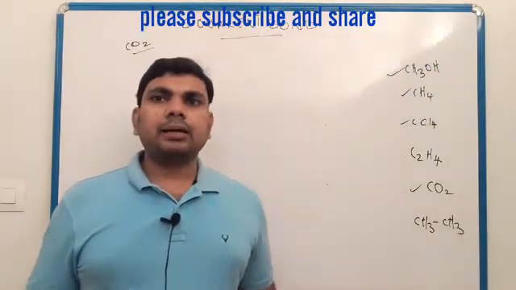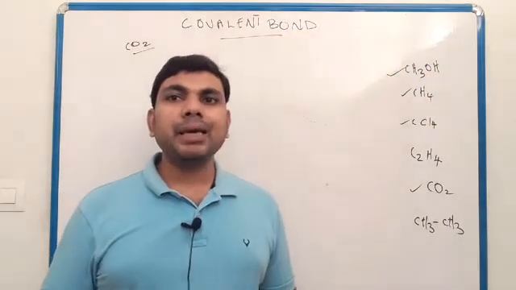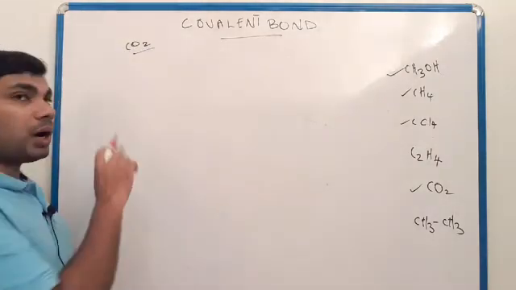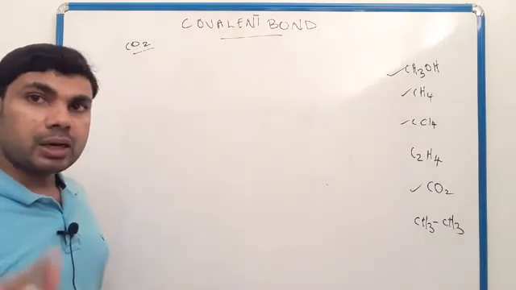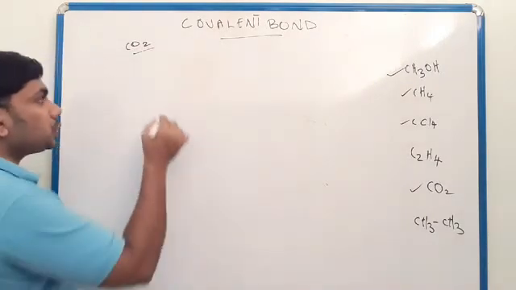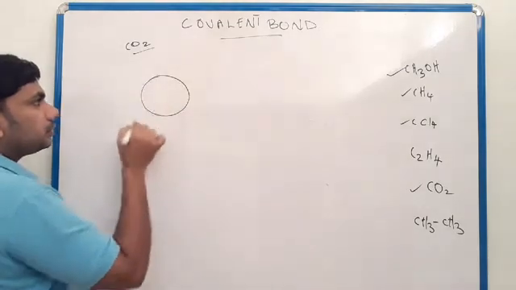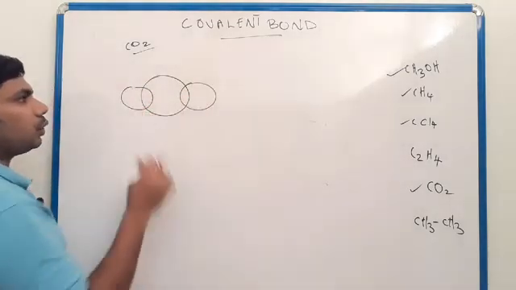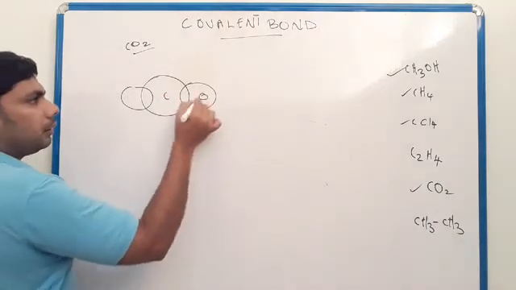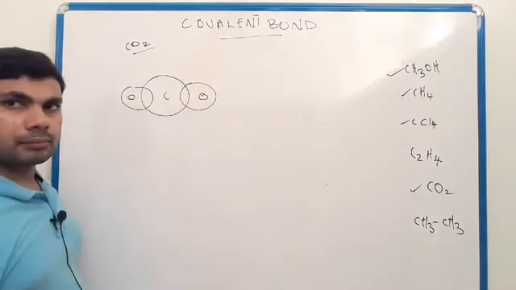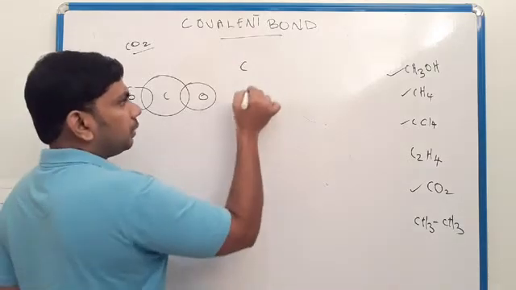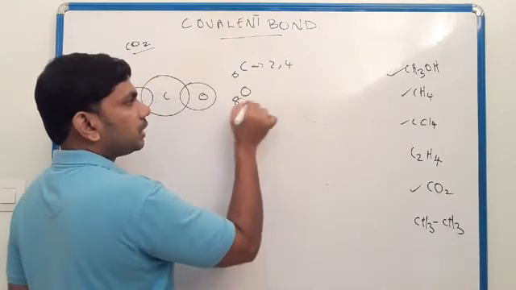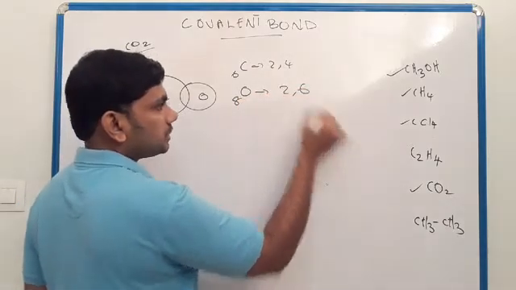Okay, let us see here how carbon dioxide makes covalent bonds. Carbon dioxide means 1 carbon and 2 oxygen. 1 carbon, 2 oxygen. So carbon in the middle, 2 oxygen atoms on each side. Okay, carbon and oxygen. Look here, carbon atomic number 6, 2, 4, oxygen atomic number 8, 2, 6.